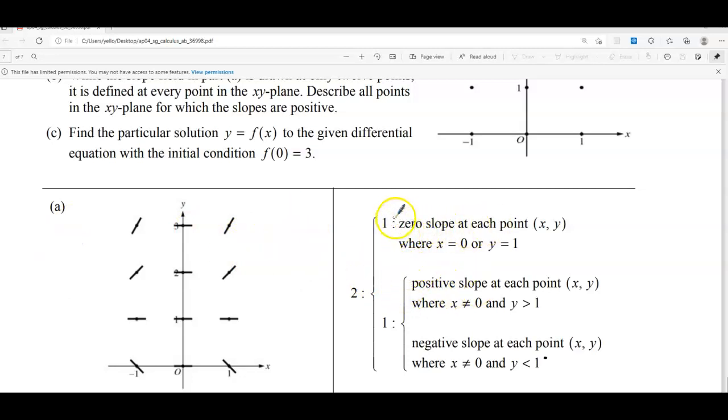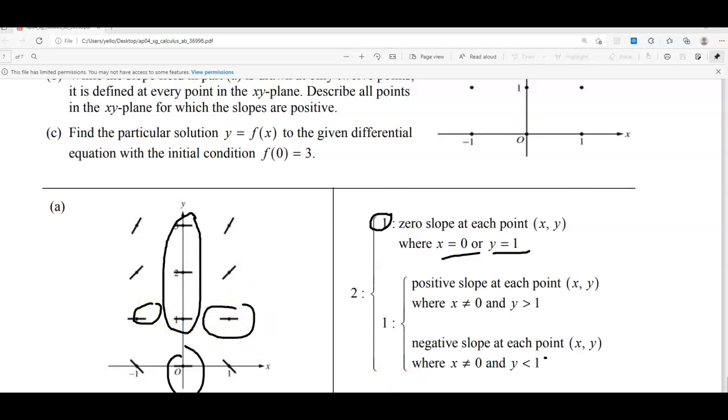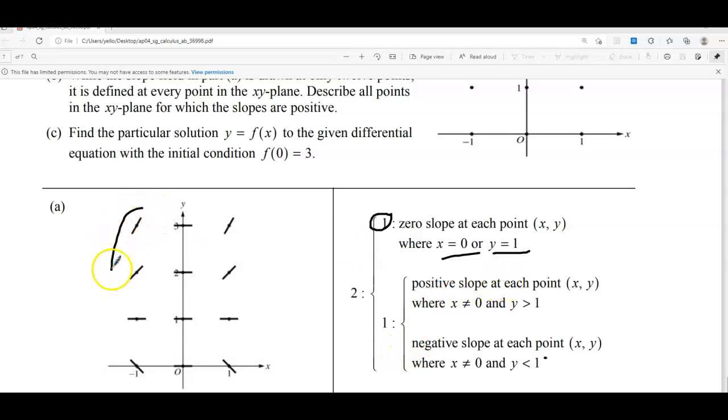So let's see. They give 1 point for making sure they have a 0 slope at each point (x, y) where either x equals 0 or y equals 1. So in other words, if you had all of these being 0 slopes, then that's enough to get you at least 1 point. And then if you have a positive slope for up here, and then negative slopes around here, that was the other point.